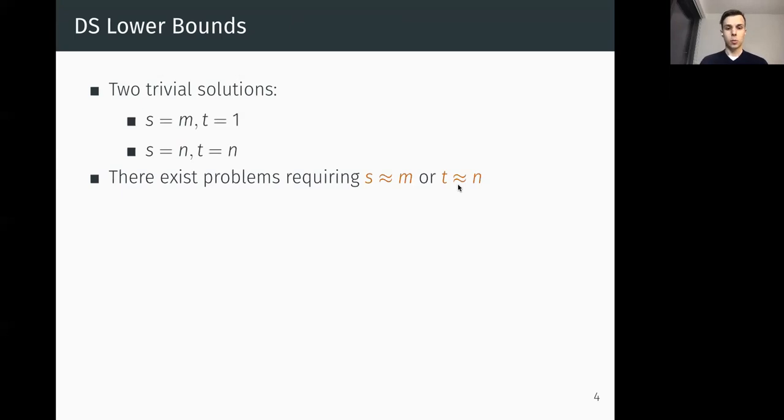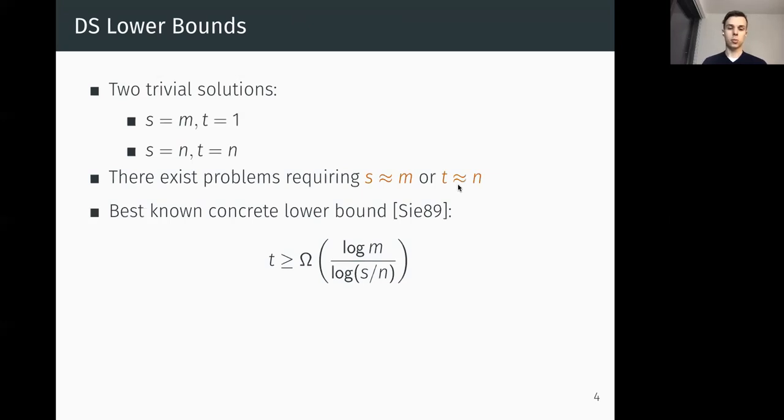So there exist problems that require the space to be approximately M or the time to be approximately n. And this can be shown easily by counting arguments. And yet the best known lower bound has the following form. For the case of T linear in n, it gives only a logarithmic lower bound. And for space even slightly superlinear in n, the lower bound is trivial.